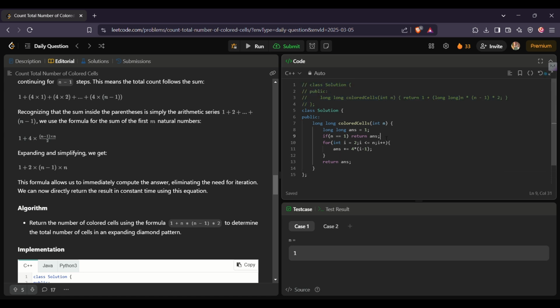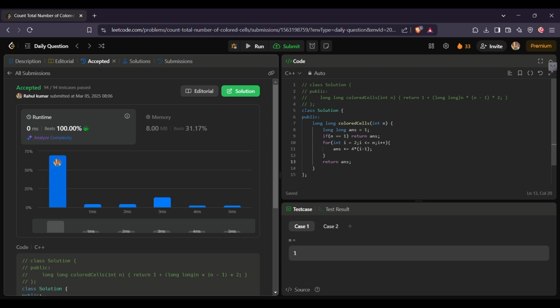In this first code I have taken the answer as 1, and if n equals 1, then we simply return the answer, that is 1. After that we are taking the loop with i from 2 while i is less than or equal to n. We are adding 4 into i minus 1; for i equals 2, that is 4 into 1, which is 4 only. So it will form the answer. You can simply submit it. Let's see.